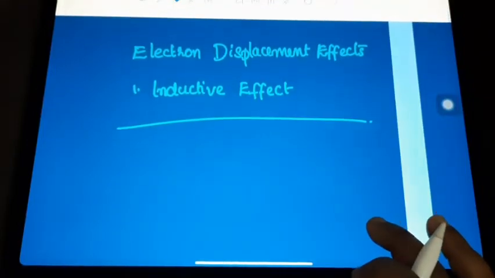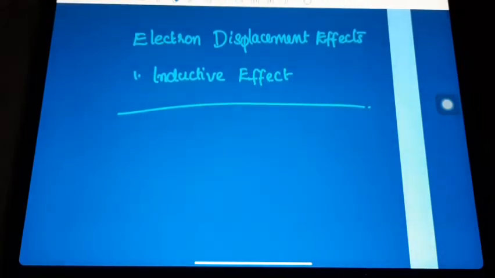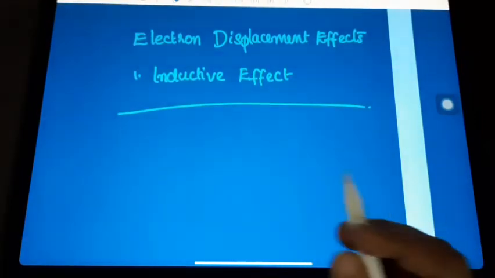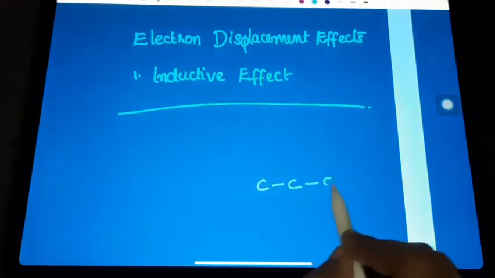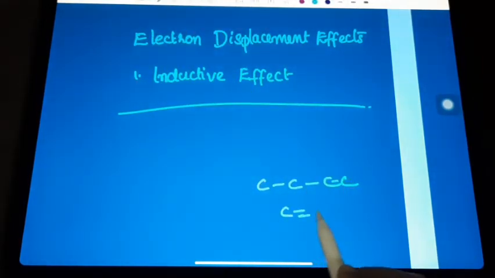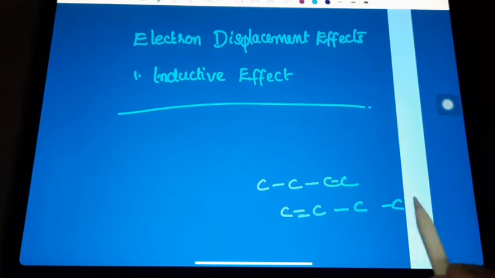Today's chemistry topic is electron displacement effect. What is meant by electron displacement effect? That means when we consider the bonds C-C, C-C, maybe in some cases double bonds, you can see in the carbon chain.